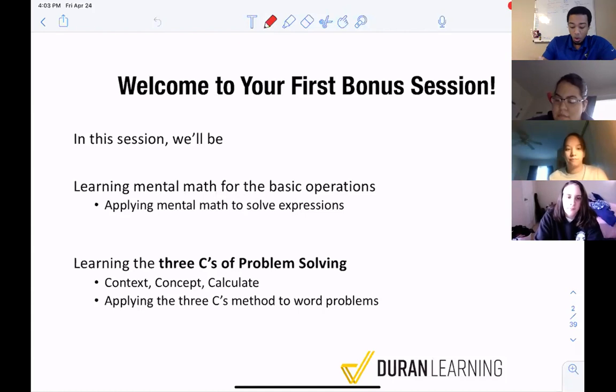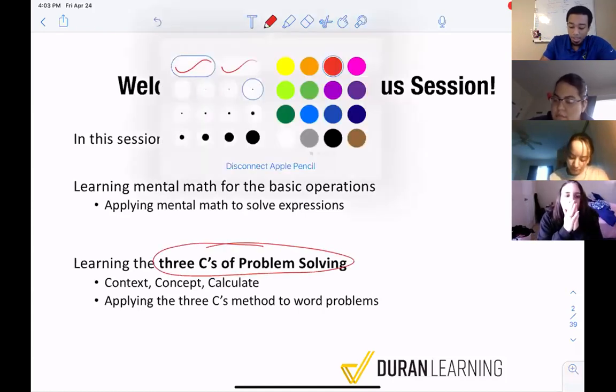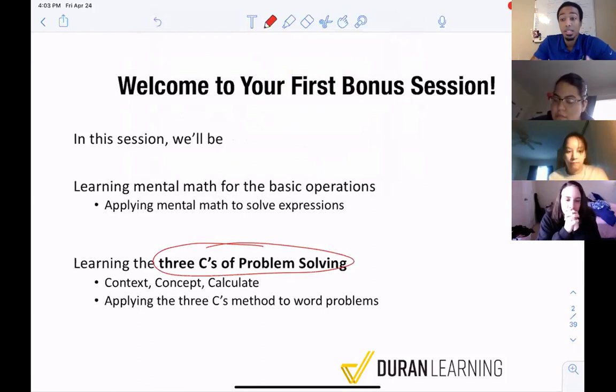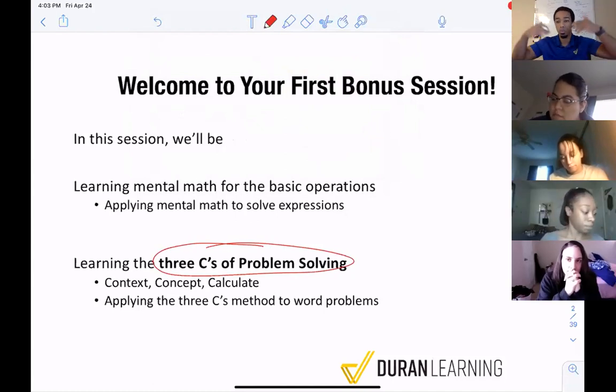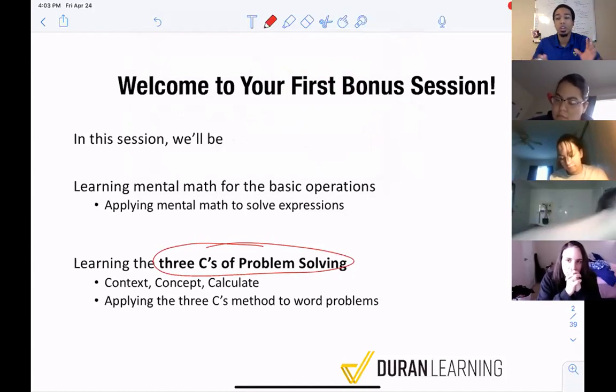So we're also going to learn the 3 C's of problem solving. We're going to teach that later on in today's session. Basically, the 3 C's is a discipline structure that you're going to use to solve any problem. Because a lot of us already use the 3 C's to solve regular everyday life problems. We're just going to apply what we know in real life to math. That's it. So we're going to learn that later on.